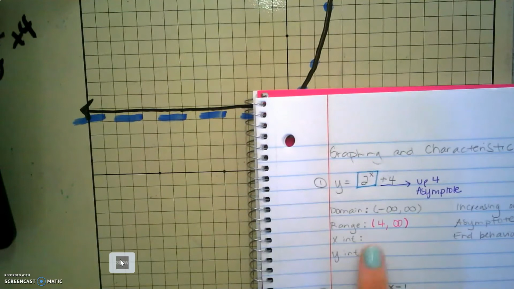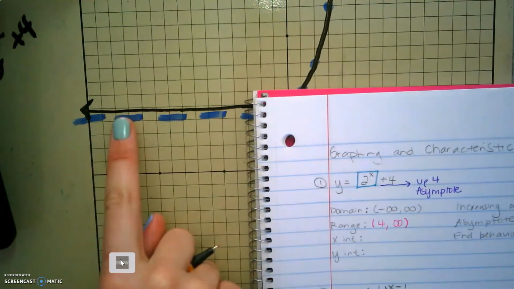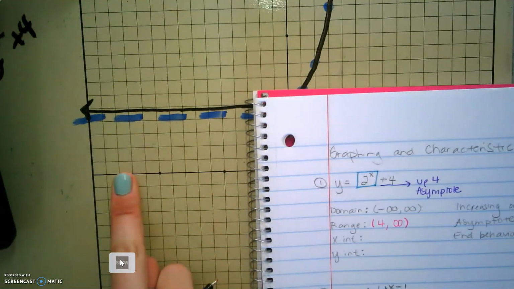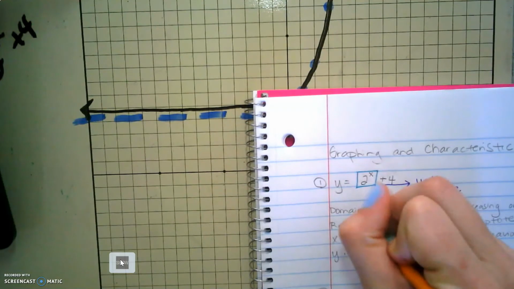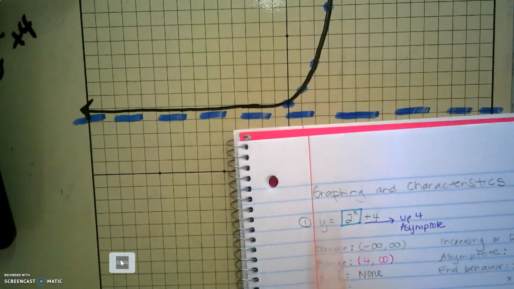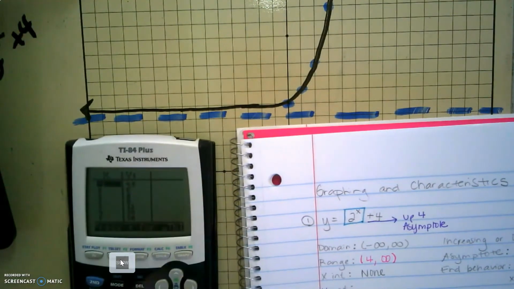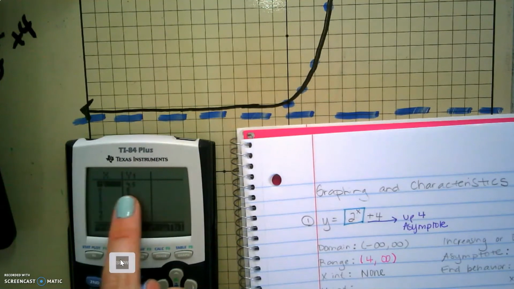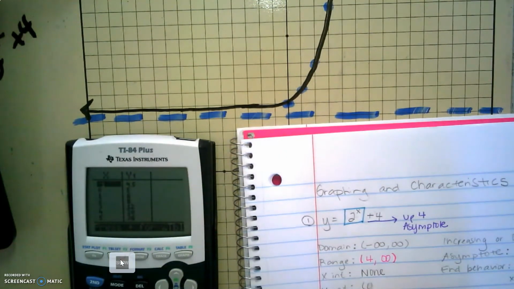Let's look here. X-intercepts. If my asymptote is at 4, do I ever cross the x-axis? That answer is no, so there's going to be none. Do I have a y-intercept? Do I cross the y-axis? The answer is yes, and if you look at your calculator too, we have 0, 5 as a coordinate, so that's a y-intercept.